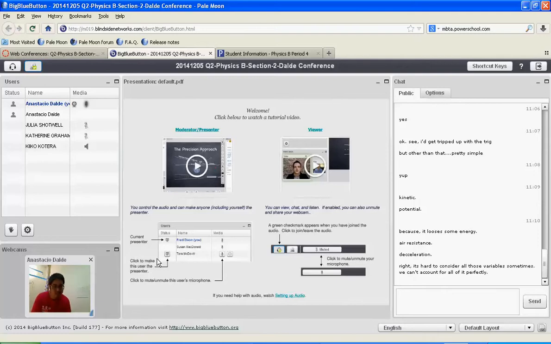Right. It's hard to consider all the variables sometimes. Yes, exactly. So in physics, I'm doing an ideal system for you. We're doing this right here. I'm doing an ideal system. I didn't include any of the force, the frictional force that's in there. This is an idealized system.